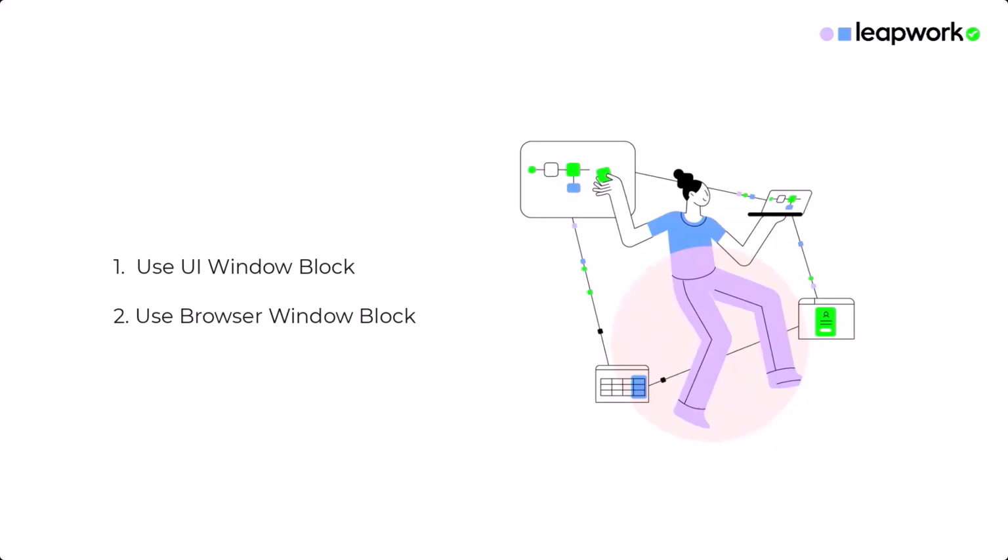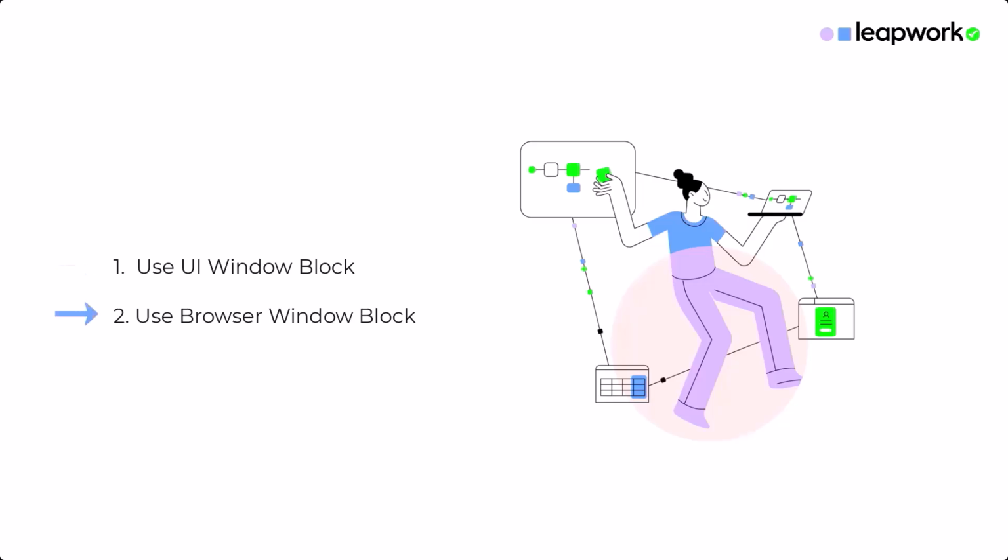Yes, we are going to talk about Use UI window block and Use browser window blocks in Leapwork. The Use UI window and Use browser window blocks solve common problems that occur when automating tasks across multiple applications or platforms. Without these blocks, Leapwork might interact with the wrong window. Use UI window ensures that your automation targets the correct desktop app, like Outlook or Demo desktop app, preventing actions from happening in the wrong application.